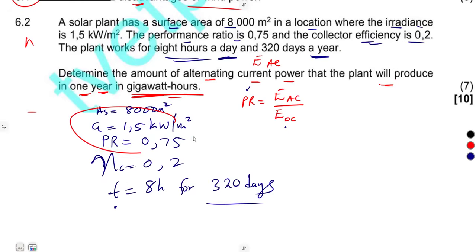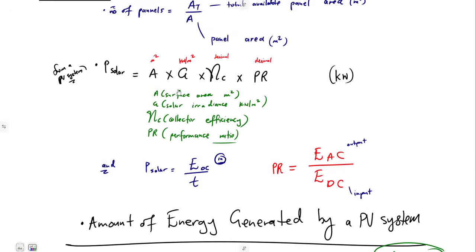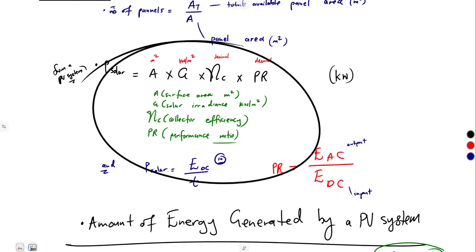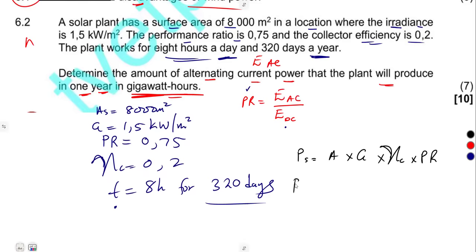That is why we are given these conditions, the surface area, this and that. Remember, for that PV system, the solar power can be calculated from the area times the value of our G, which is our irradiance that we are given, and we're going to have the collector efficiency and our performance ratio. Remember, we talked about this formula, in kilowatts. So that's what we simply needed. So the solar power can be calculated.